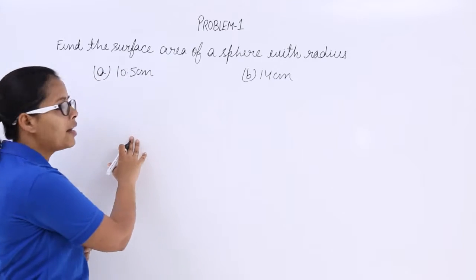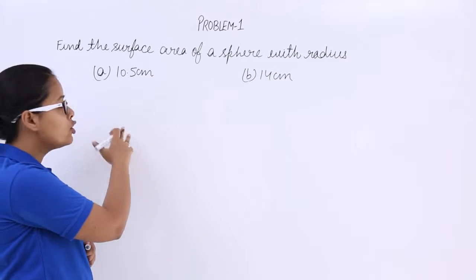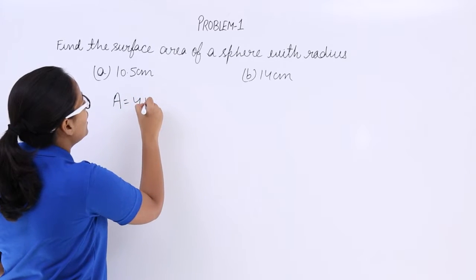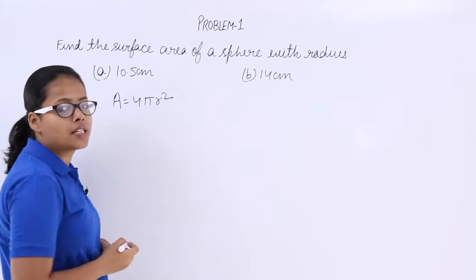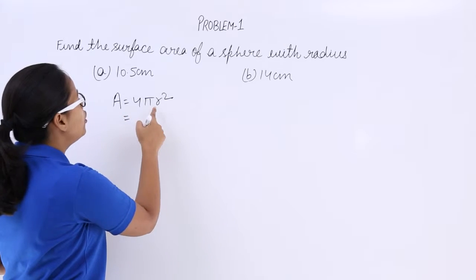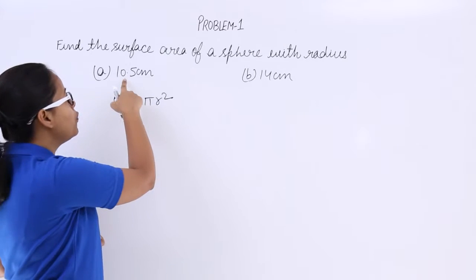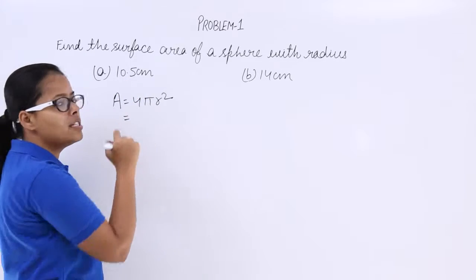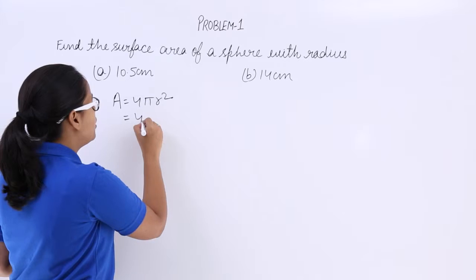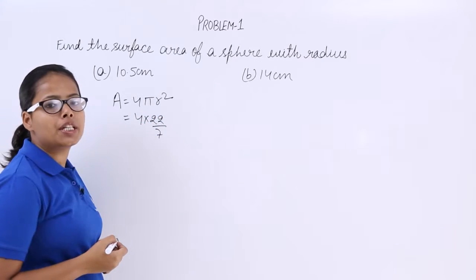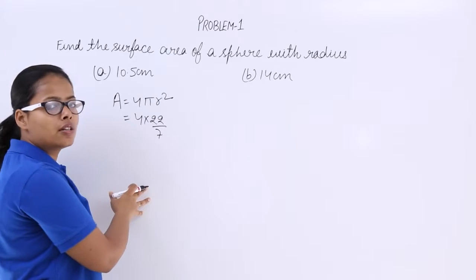You can see here radius is 10.5 centimeter. So what will be the area? Area, as you all know, is 4 pi r square. It is the area for a ball. Now what you will do? You will put the value of r, which is 10.5 centimeter here in this case, in this equation. And what will be the value of pi? You will be using 22/7 in this problem.